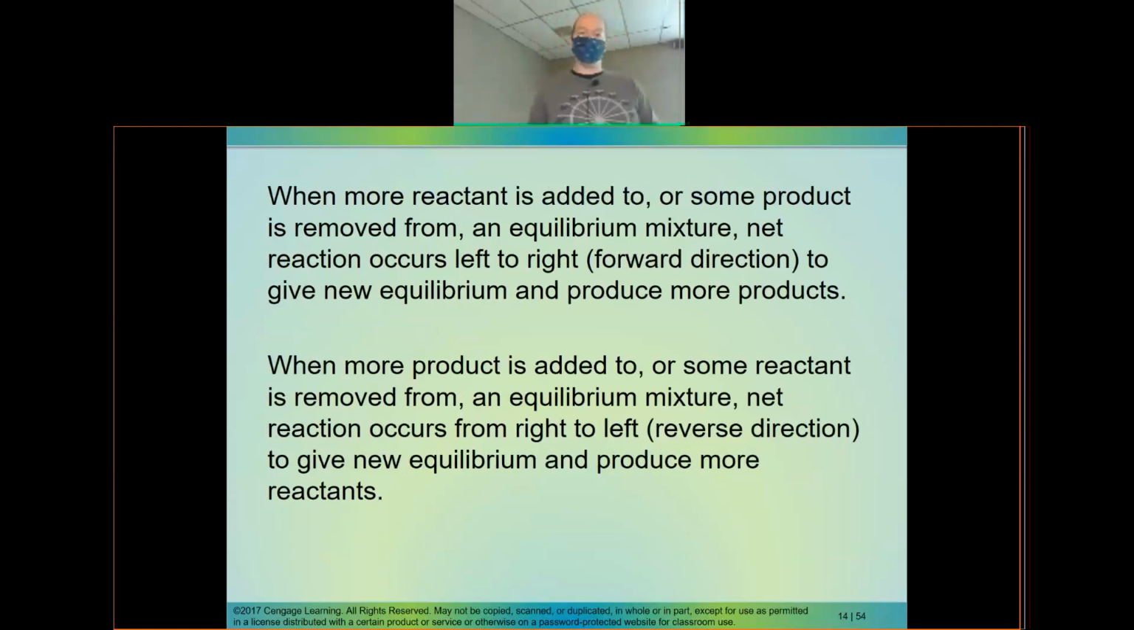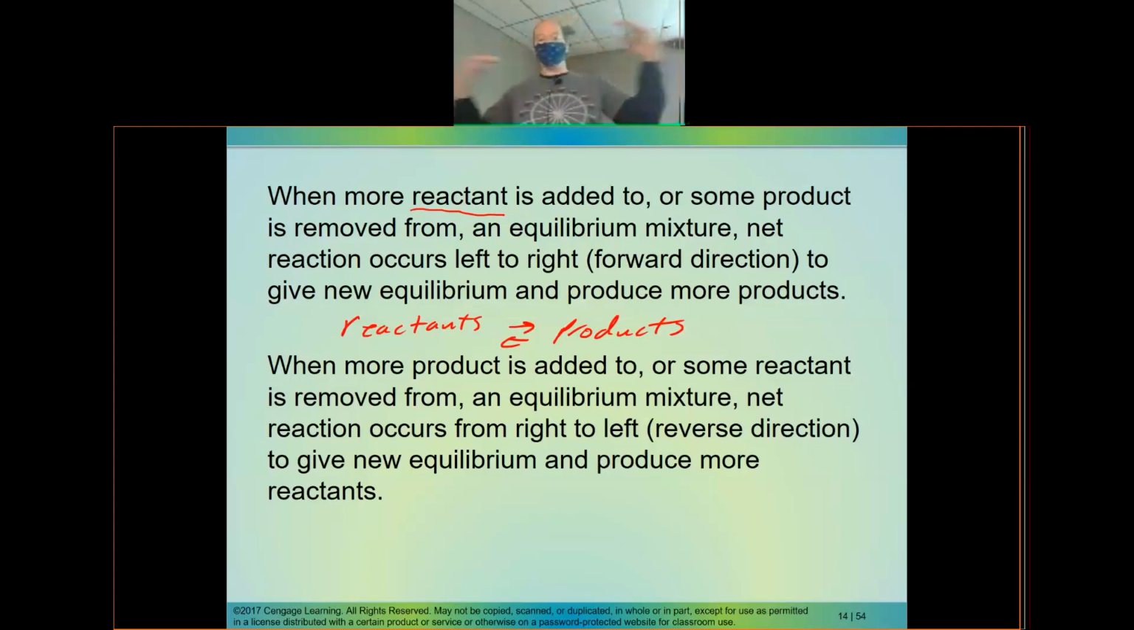All right, so the first one we're going to do is add more reactant. We can add more reactant, or we can add some product, or we can remove some reactant, or we can remove some product. So when you have your reaction, you have your reactants going to products, and we are at the perfect equilibrium. We have the perfect amount of reactants, the perfect amount of products. Rate of the forward is equal to rate of the reverse.